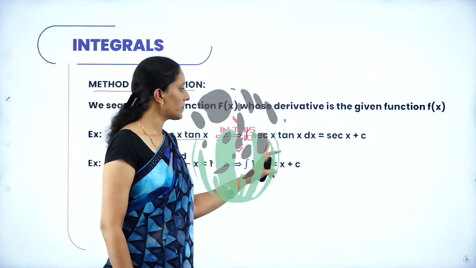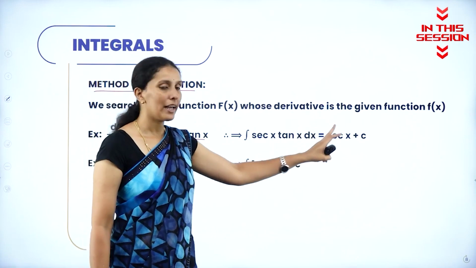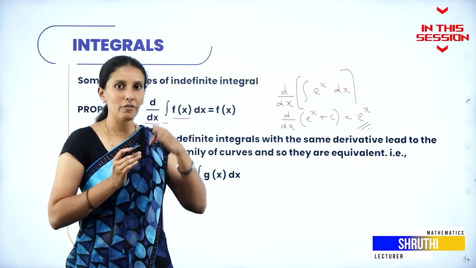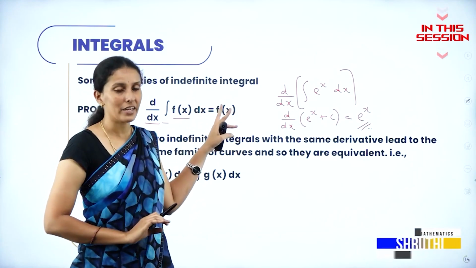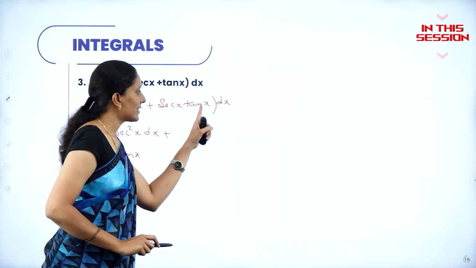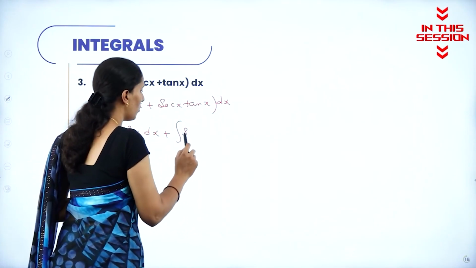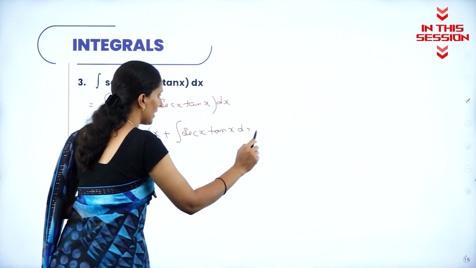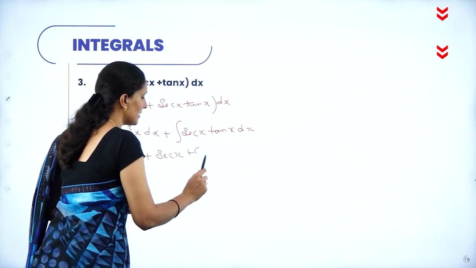Whenever the integration of secant x tan x is given, I can write the function as secant x plus c. Simultaneously, whenever d by dx is given with the integral, then the value of the function is the derivative itself. Secant x tan x is the derivative of the secant function. Therefore, integration of secant x tan x dx can be written as secant x function plus c.